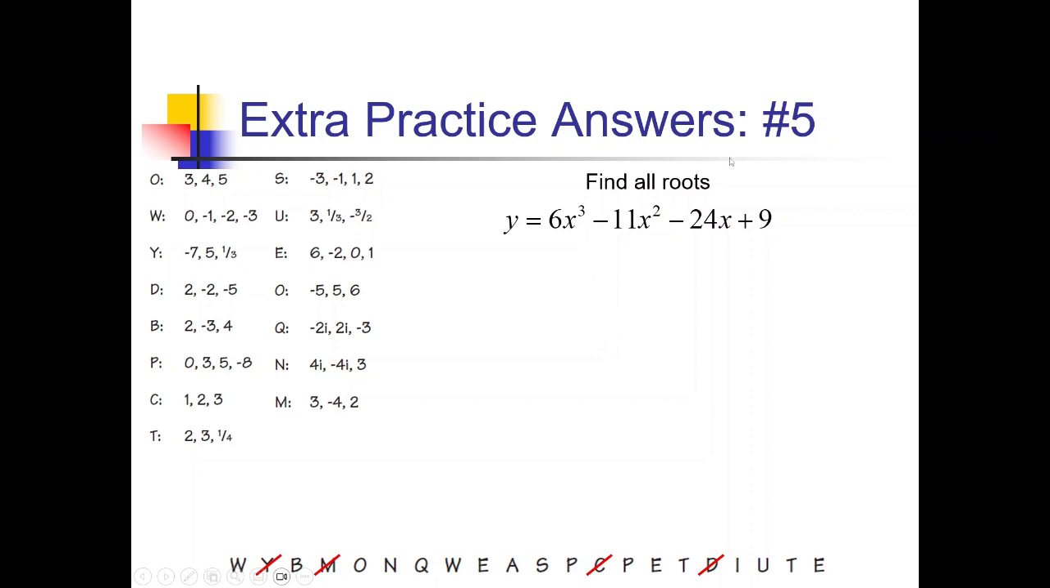I need factors of 9 over factors of 6. So this is going to be plus or minus. For the 9, we've got 1, 3, and 9. Those are the only 3 factors there. For 6, we actually have some more.